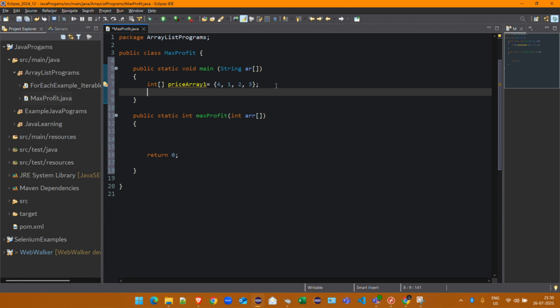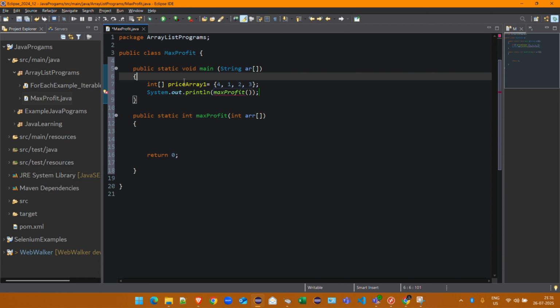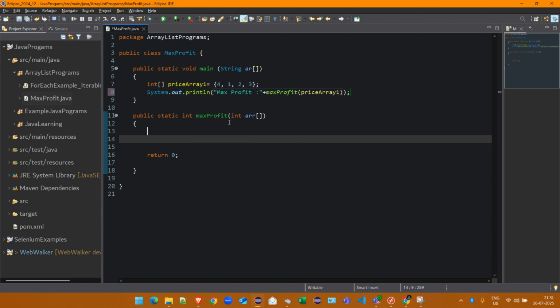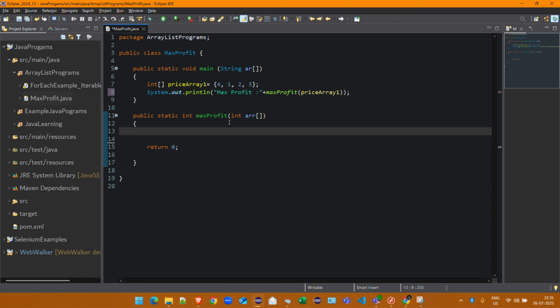Now what we will do is System.out the output of maxProfit. This will return something in terms of max profit, and we have to send the array into it. The max profit will be logged as information, or we can write it like "max profit", right? This way is a better display and better logging of the message. Anyway, now we will have to write the logic to find the maximum profit out of it.